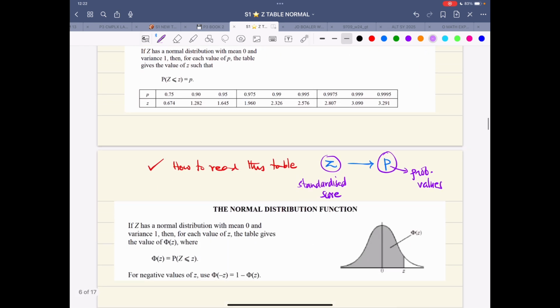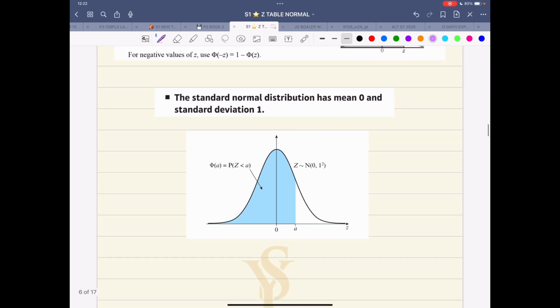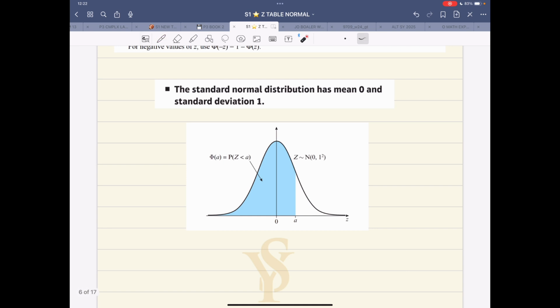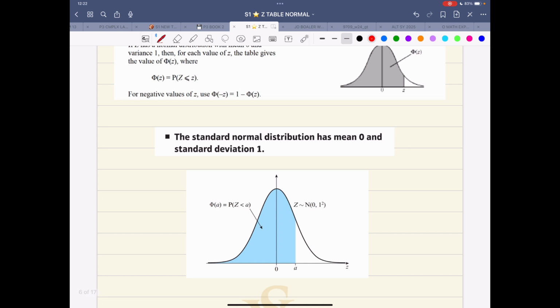I have taken out small pieces of this table and I'll work that out. I have again written over here, the standard normal distribution has a mean 0 and standard deviation 1. Now remember, what is the relationship between standard deviation and variance? Standard deviation squared is variance, or I can write standard deviation is the square root of variance. That means if the standard deviation is 1, it also means variance is 1.